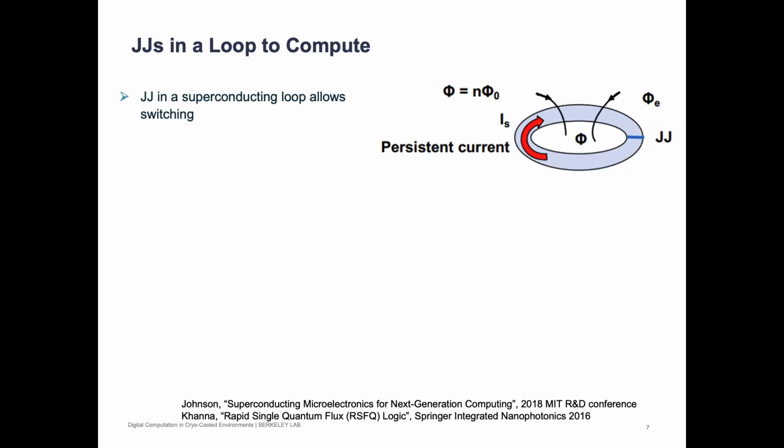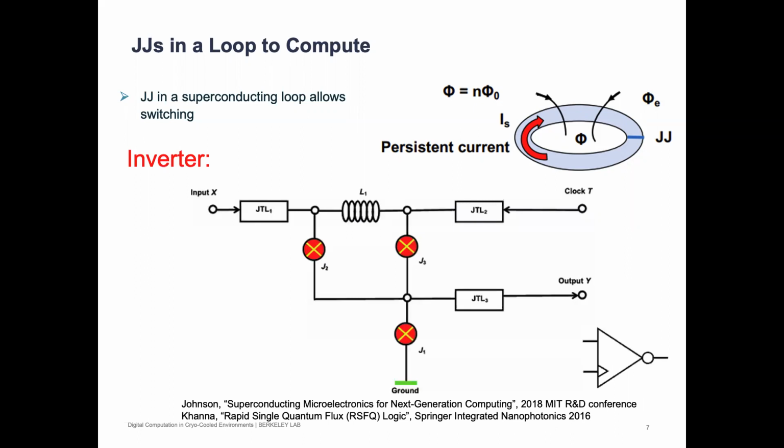So how do we build a simple inverter out of this basic idea? The inverter symbol is shown on the bottom right. It's the same as CMOS, but again, it has a clock input for the reasons that we explained before, as with an AND gate. So this is how you build an inverter. These red X's are JJs. There's an inductance here and the JTLs. JTLs are basically delay elements. They're also used to strengthen the pulses that are coming in.